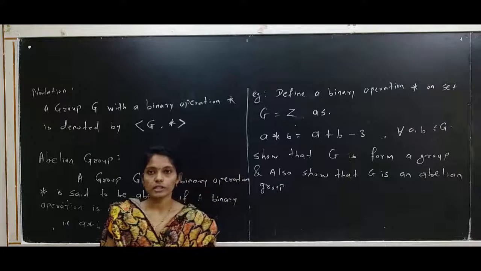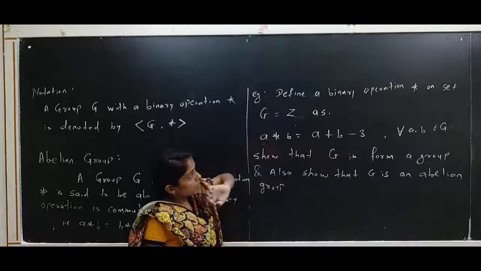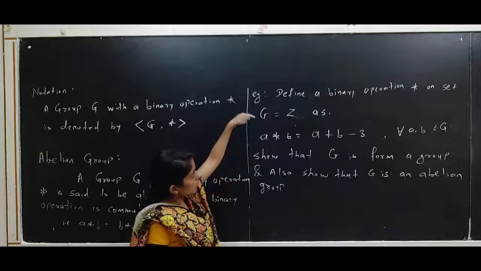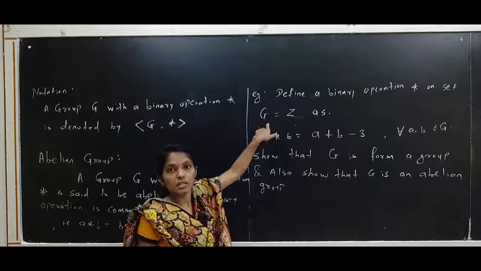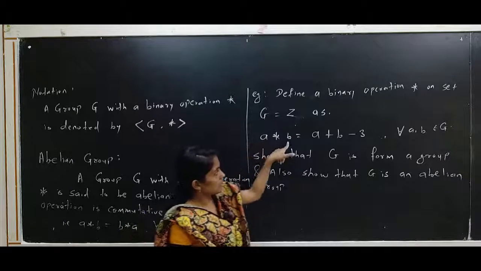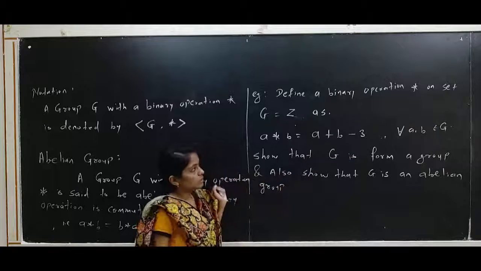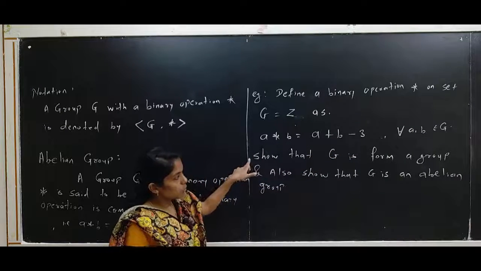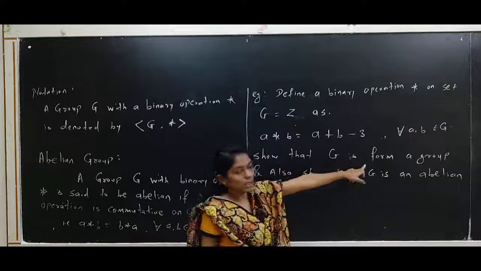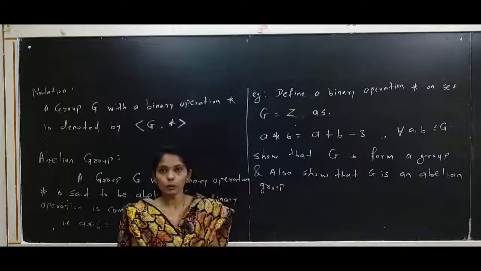Okay, so see this example. Here binary operation star is on set G. G is nothing but the set of integers, and is defined as a star b is equal to a plus b minus 3 for all a, b belonging to set G. Now here we want to show that G forms a group and also G is an abelian group.